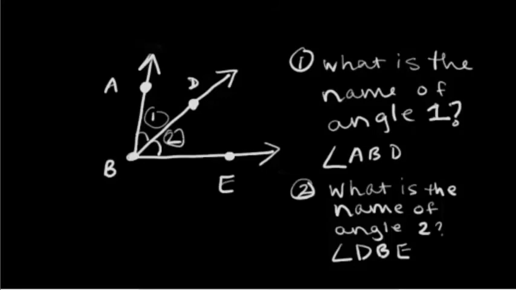Again, we start on one ray, okay, that's point D, and then we go to the midpoint, that's B, and then we end on the other ray, that's E. So we go DBE, angle DBE. Nice job. What we say is when we have two lines that hit each other in space, is we say that they intersect.